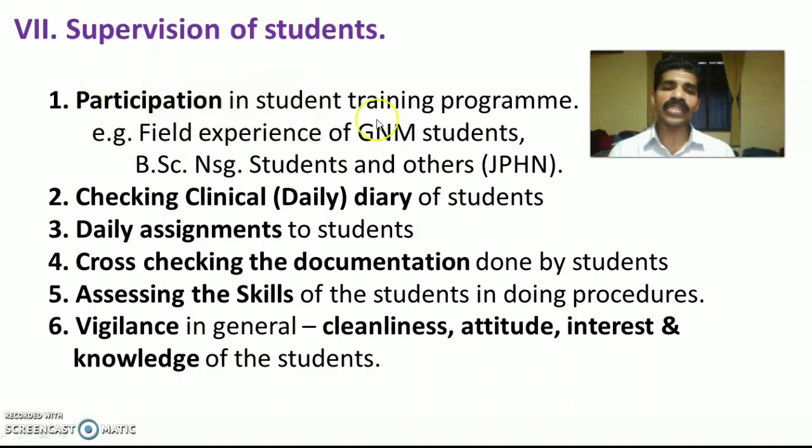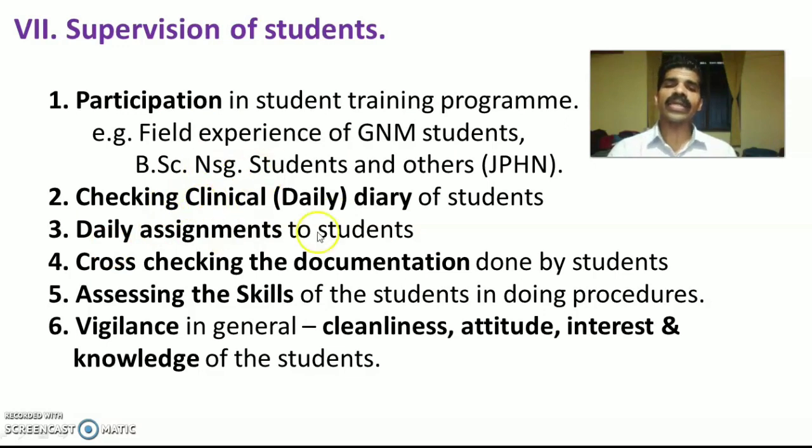So participation in student training programs such as field experience for the GNM students, general nursing and midwifery students, B.Sc nursing students, then other paramedical students, or students who are studying the junior public health nurse, health worker male, and health worker female courses, etc. Thus the community health nurse has to participate as a supervisory function. She has to participate in all student training programs.